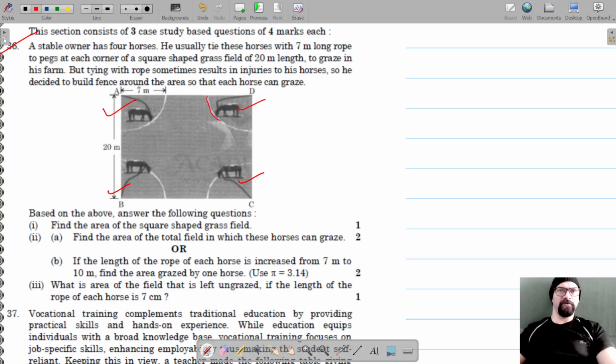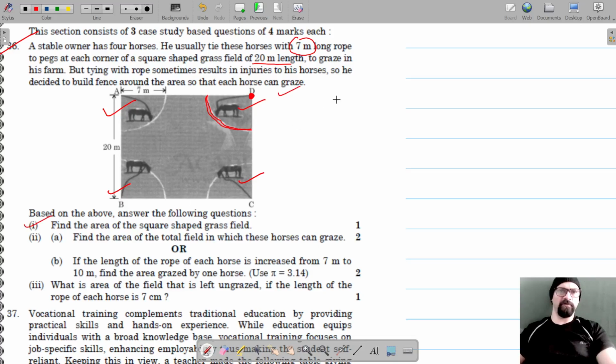So this is the 7-meter long rope, that is each horse can graze up to here, the distance up to which this rope can extend, and there are pegs at each corner of a square. The pegs are maybe wooden or metal rods that are stuck into the ground to tie these horses. There's a square shaped field of 20-meter length, and these horses are grazing in this field. But by tying with rope sometimes there's an injury, so he decided to build a fence around the area so that each horse can graze. So this is the fence around the area.